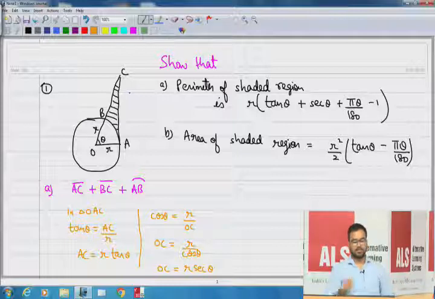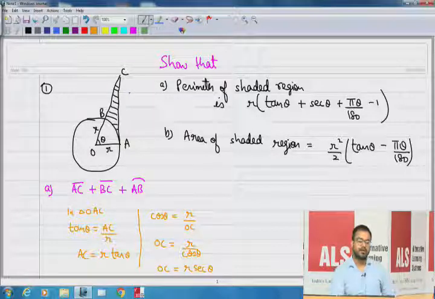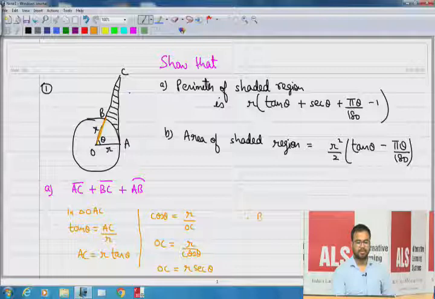Now since we don't require the complete line segment OC, we require only BC. So what we can do, from this OC we can subtract this length OB, which is nothing but R. Therefore we can say BC is equal to OC minus OB, and OB is equal to R, the radius. So it will be R sec theta minus R. So that is the length of BC, and that was AC.